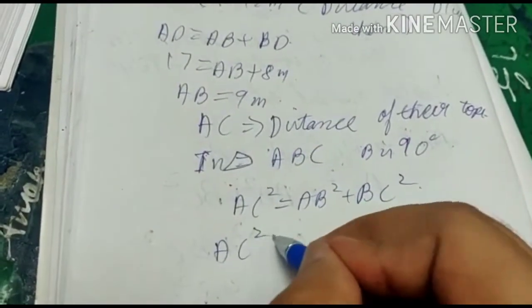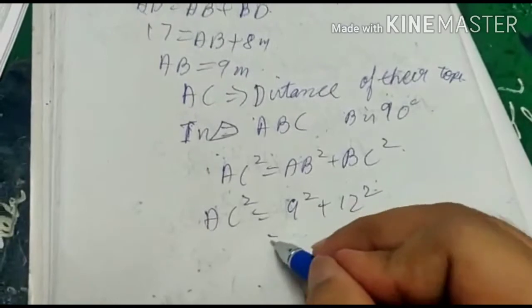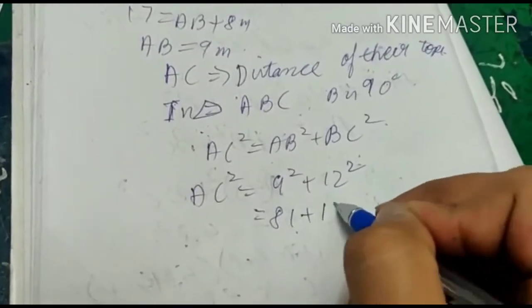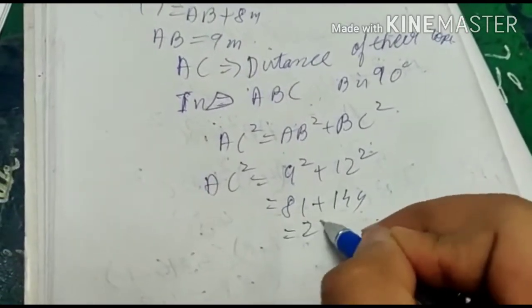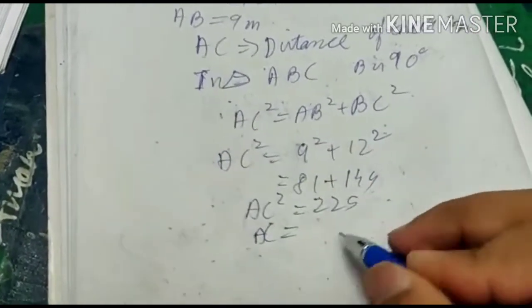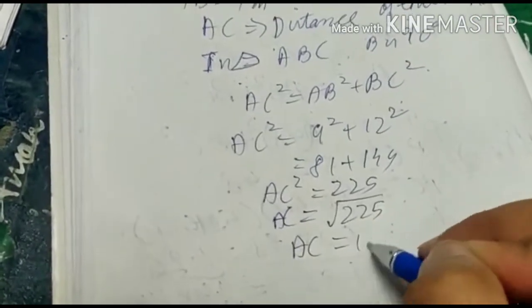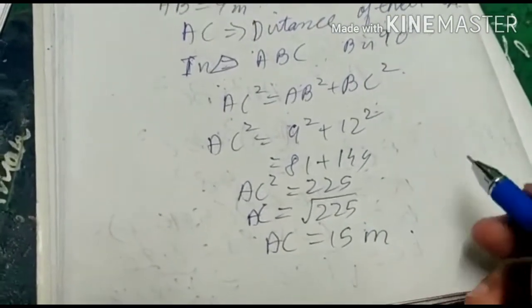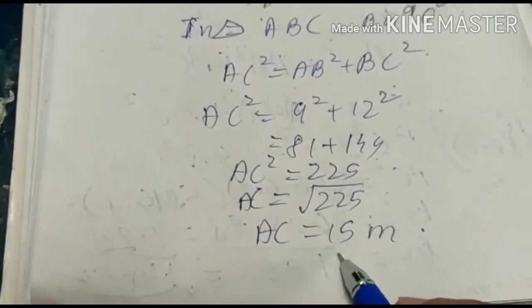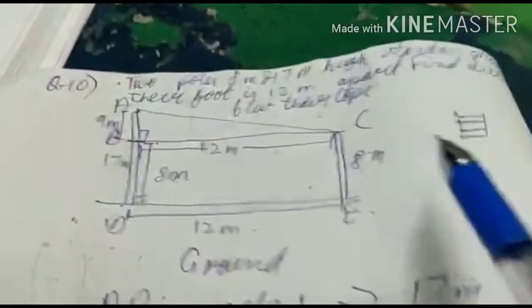So AC square equals AB is 9 square, BC is 12 square. So this is 81 plus 144. This is 225 equals AC square. So AC will be equal to root 225, and root 225 is 15 meter. As it was meter, here it will also come in meters. So the distance between the tops is 15 meter.